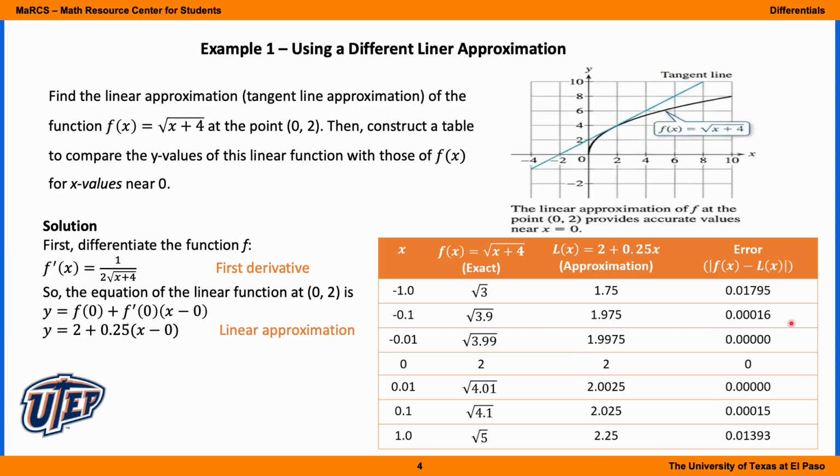Now here's our error, the difference between the original value from our function minus the approximation value from our approximation function, and we're taking the absolute value. So we see that the error decreases as we get closer and closer to 0 from both directions. That means that the linear approximation of f at the point 0, 2 provides accurate values near x equal to 0. So this line gets accurate when we approach x equal to 0 for our function f of x equal to the square root of x plus 4.